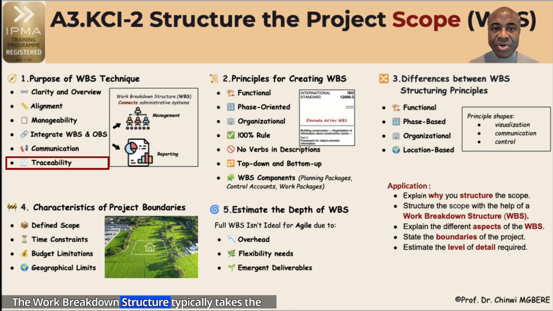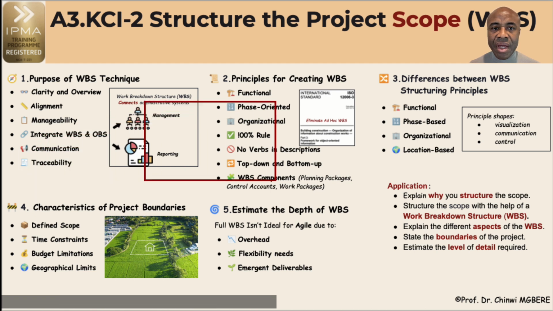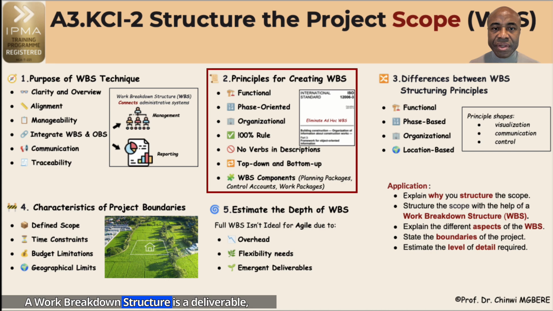The work breakdown structure typically takes the form of a hierarchical tree diagram, although textual or tabular forms are used in practice, especially for complex projects. A work breakdown structure is a deliverable-oriented decomposition of the project scope. It focuses on the what and not the how.